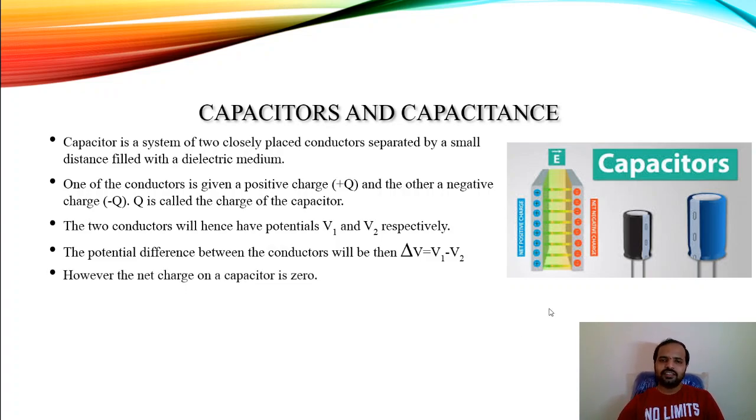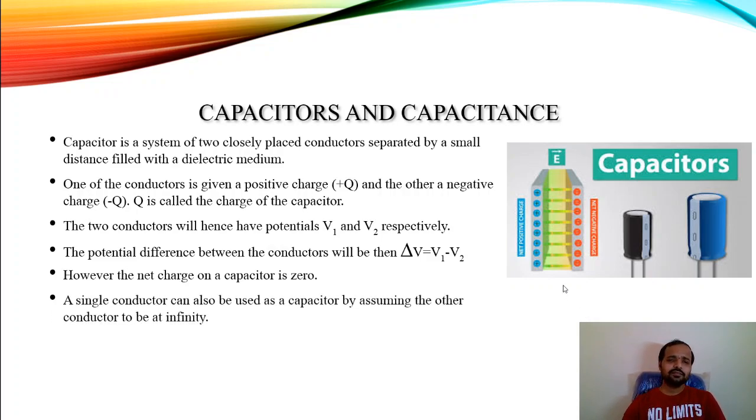So since the two conductors of a capacitor are oppositely charged and equally charged, that is, equal but oppositely charged, the net charge on a capacitor obviously is going to be equal to 0. Now, there is one more configuration which we can talk about regarding the capacitors. That is, we can think of a single conductor as a capacitor, assuming that the other conductor is at infinity. That is, we can take a charged conductor, and we can assume that one more conductor is placed at infinity, and we can say that this particular configuration as well is a capacitor.